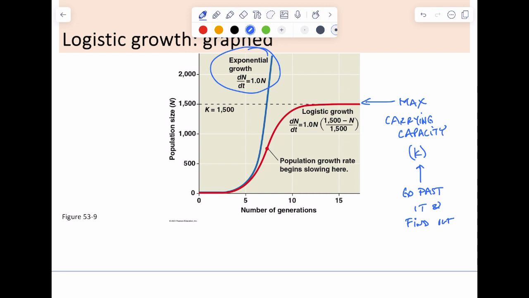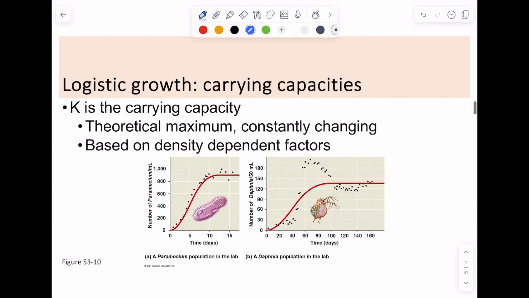Because what would happen if you exceed it? You have too many for the resources. The only option is die-offs. Mass numbers have to die, which will drive the number down. And then what you actually end up getting is this weird pattern here, where it starts to oscillate.